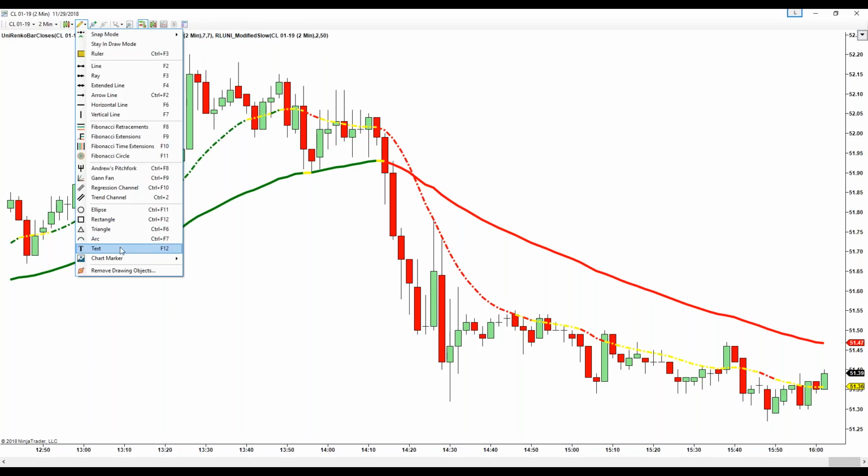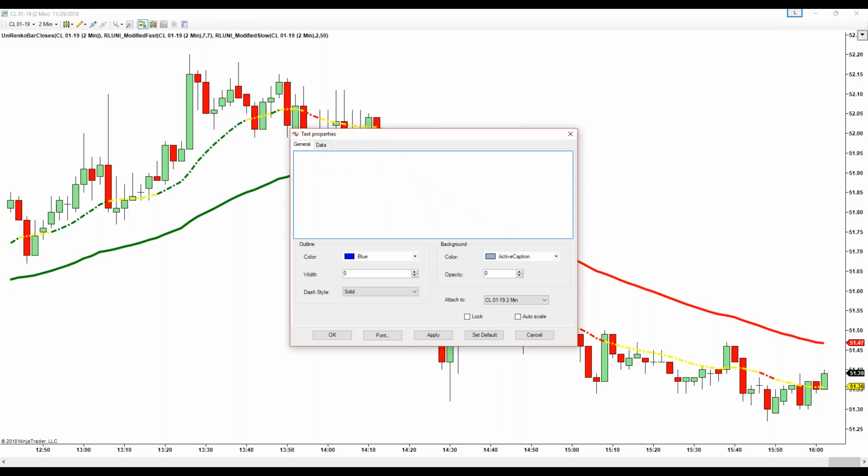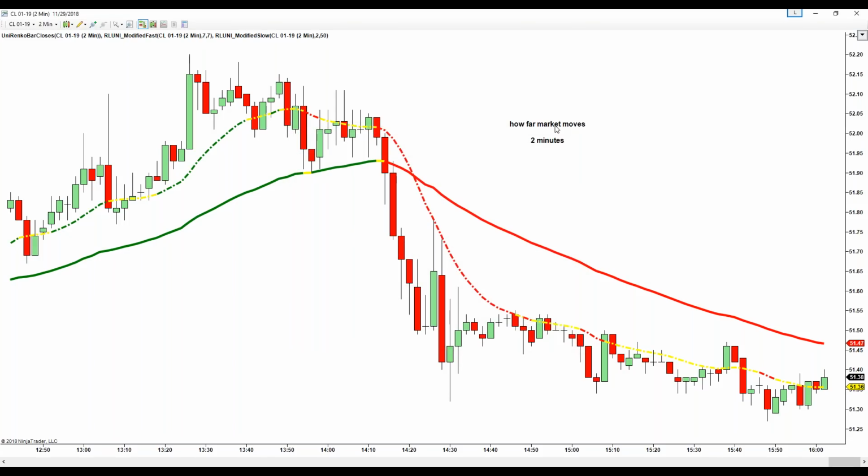One is how far the market moves, and the other is the amount of time that you pick. So, say, 2 minutes. So there are two variables that determine the size of the candle. And those variables are how far the market moves and the unit of time that you pick.